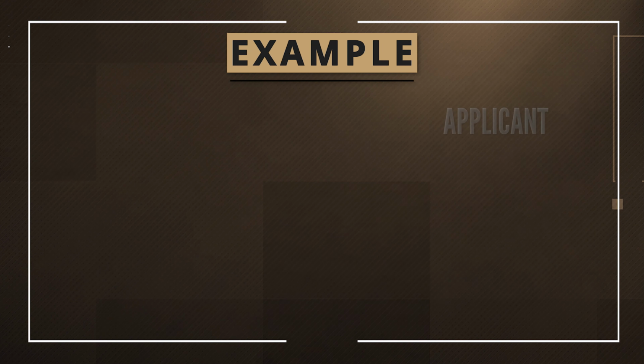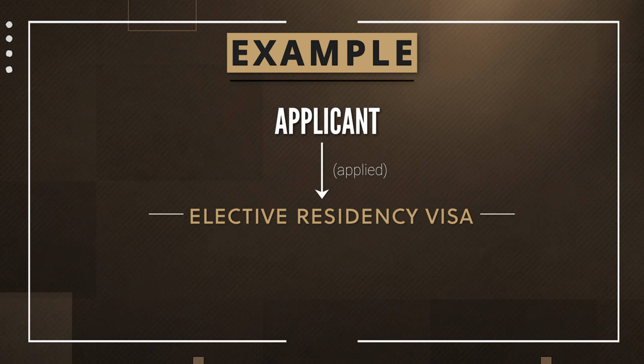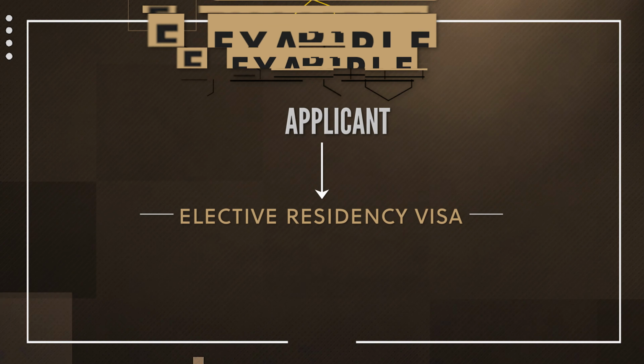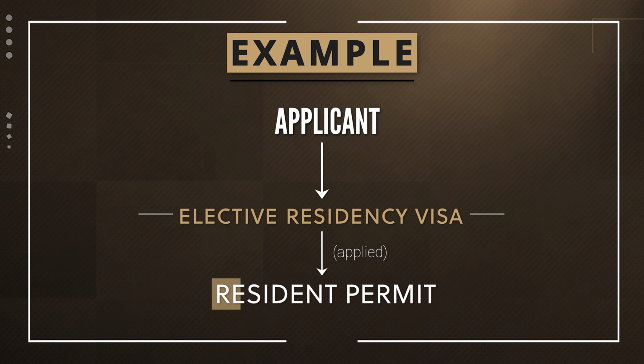So let's start from the beginning, just to better understand the basic rules, the requirements, and how the process works. Let's make an example. We have an applicant, so the client, that applied for a visa. The client wants to retire in Italy, so applies, for example, for the retirement visa for Italy, the so-called elective residency visa, or applied for an investor visa. The client applied and got a visa. So the client entered Italy, applied for the resident permit, and the client got the resident permit.